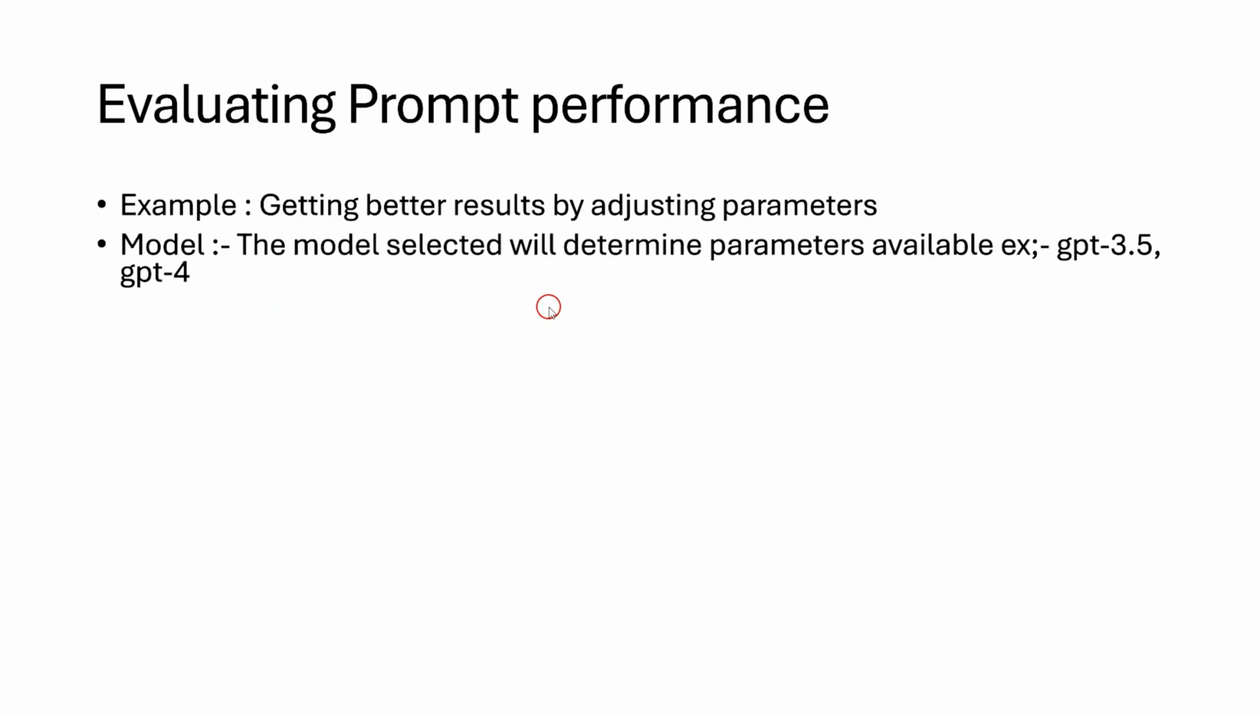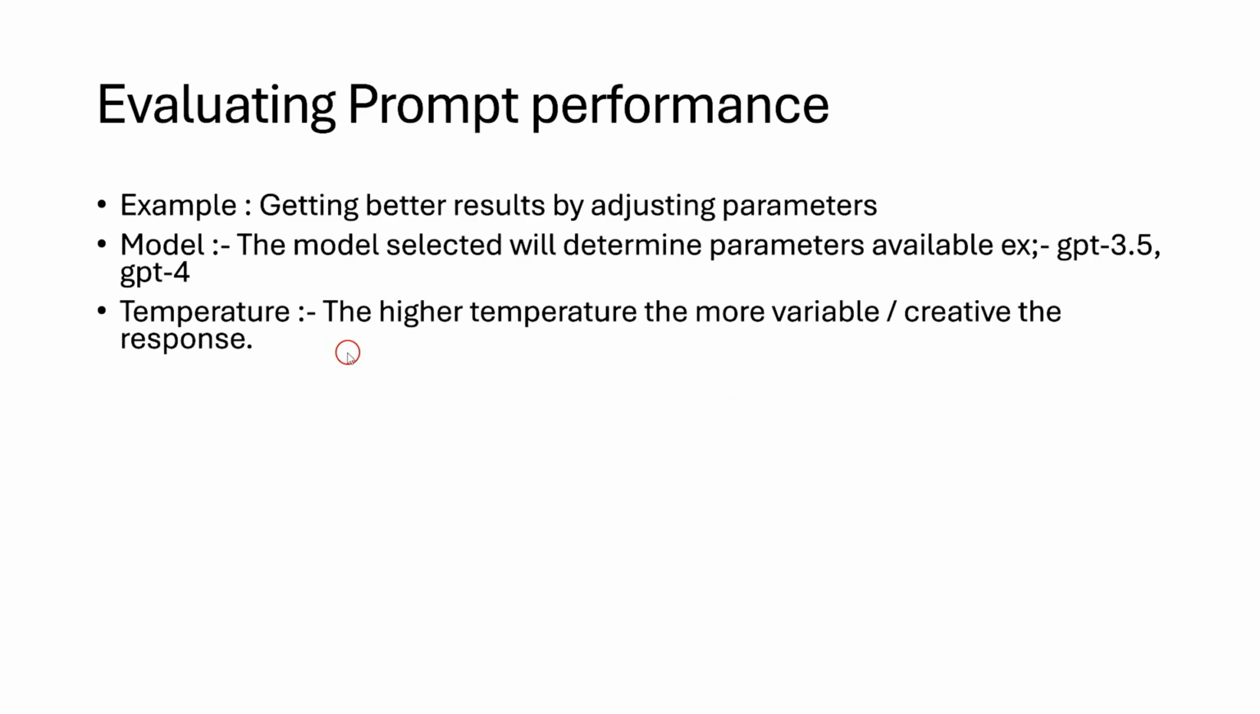When it comes to parameters, you can select the model of your generative AI. The model selected will determine the parameters available. For example, if you are using ChatGPT, you will have models like GPT-3.5, GPT-4, GPT-4o. Change the models and see how your prompt performs there. And temperature: as we discussed in the OpenAI playground, if you increase the temperature, the answer will be more variable or creative. If you decrease the temperature, the answer is deterministic and straightforward. Based on your requirement, you can increase or decrease temperature and evaluate your prompt performance.